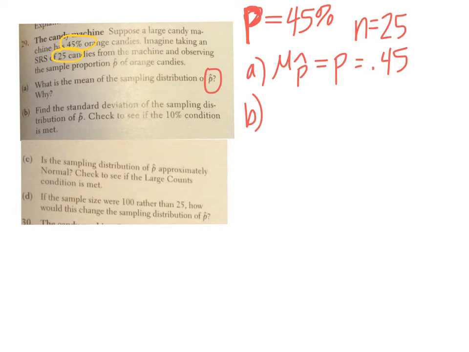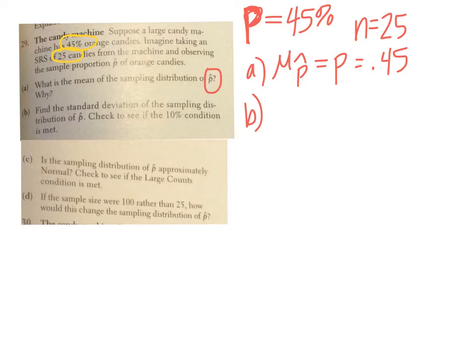But if we want to use the formula for standard deviation, this goes back to the fact that this kind of imitates a binomial distribution. So we need to check BINS, and the I part of BINS is independence. We need to make sure that this is independent before we are allowed to use the formula for standard deviation. So that's why they say check to make sure the 10% condition is met.